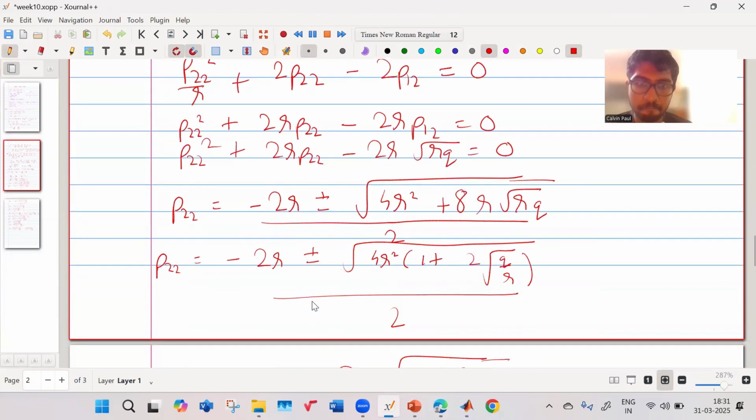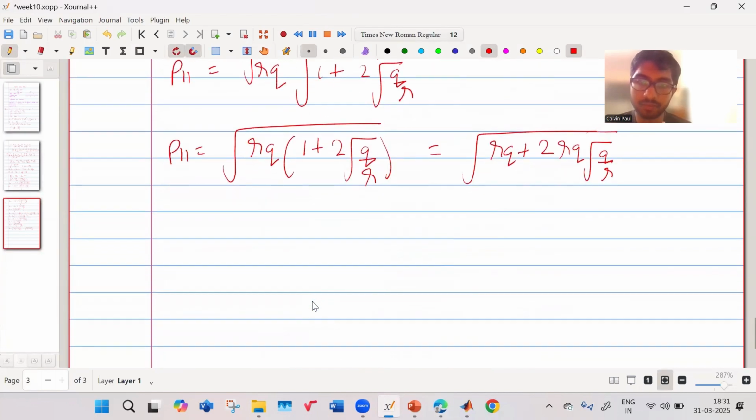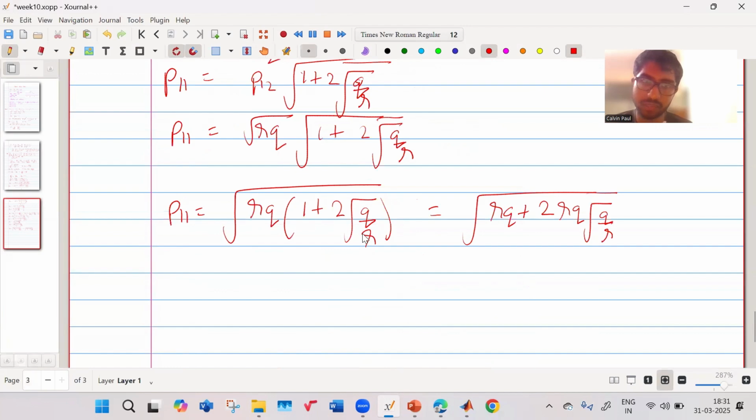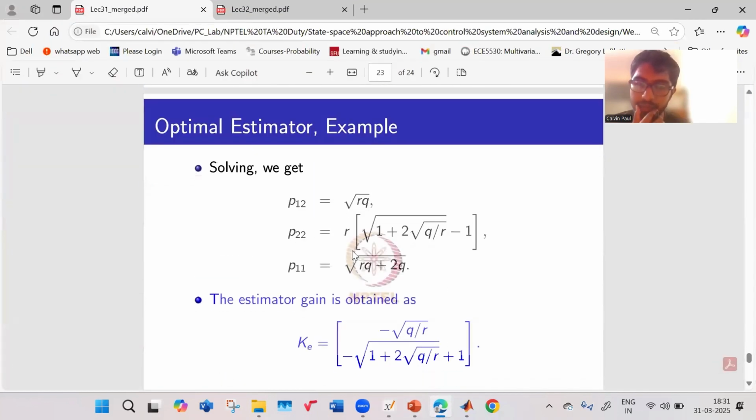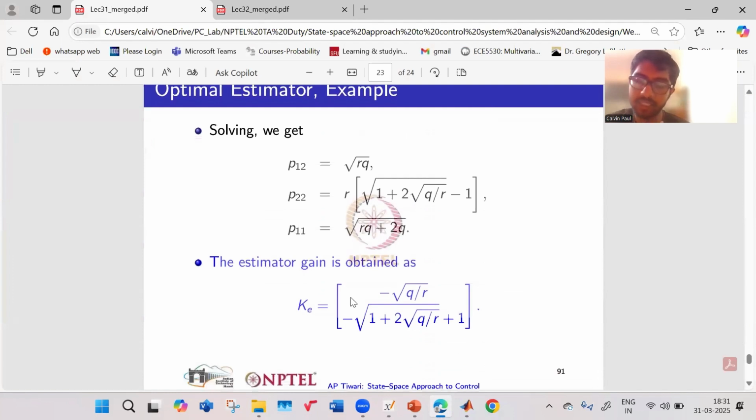Okay, let us see. Probably there's something wrong with this multiplication, but we'll check later. So this is the P11, P12 we get. Now we have to find the estimator gain. So the estimator gain is given by PC transpose R.